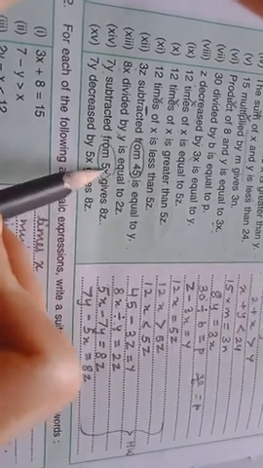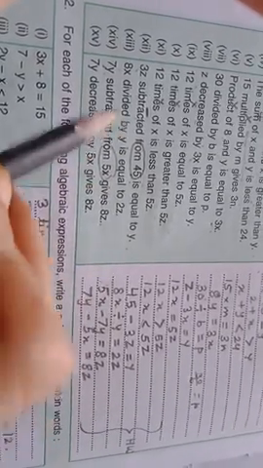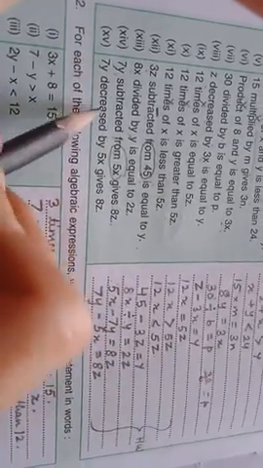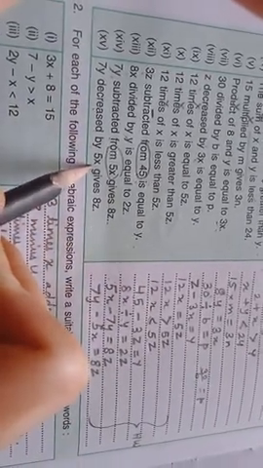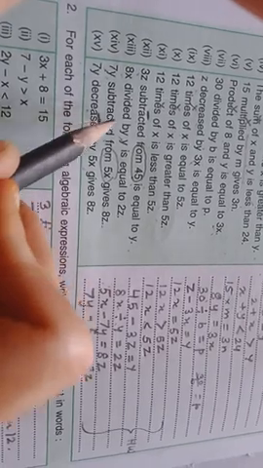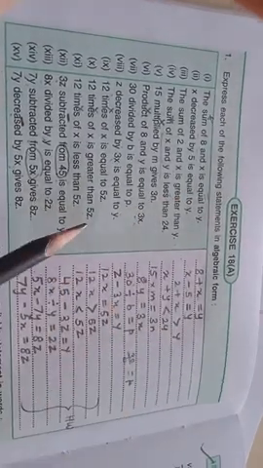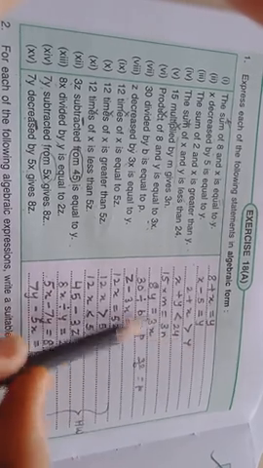From a 5x means 5x should be written first. So 5x minus 7y is equal to 8z. 7y decreased by 5x: 7y minus 5x is equal to 8z. Okay, so these were all algebraic forms which we have seen.